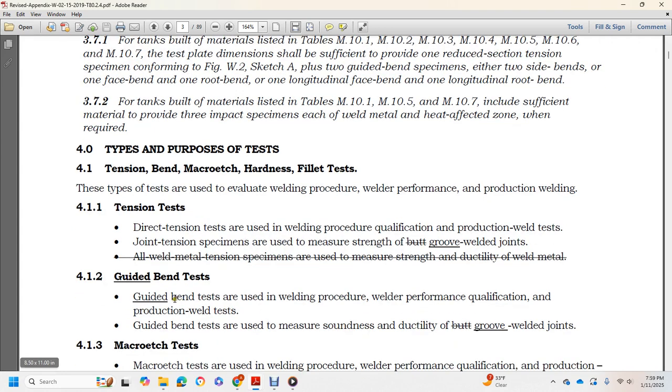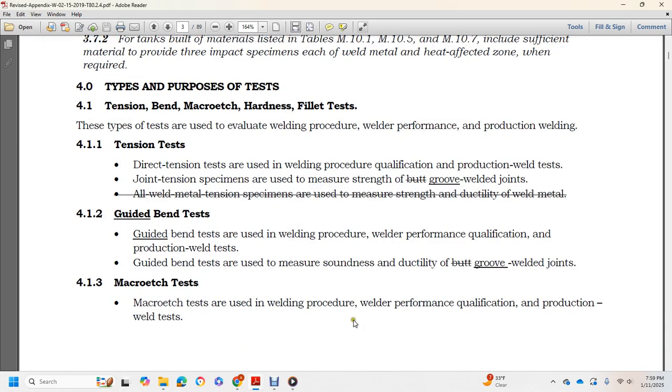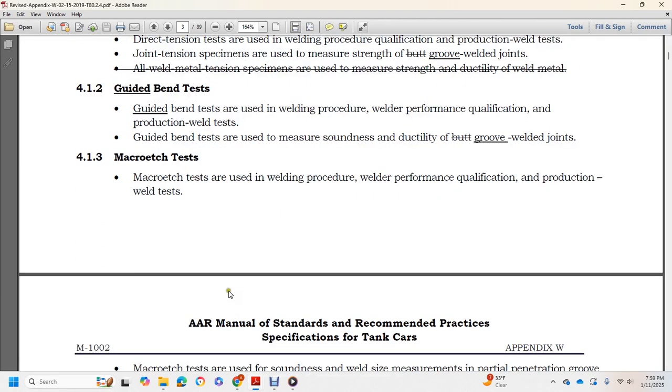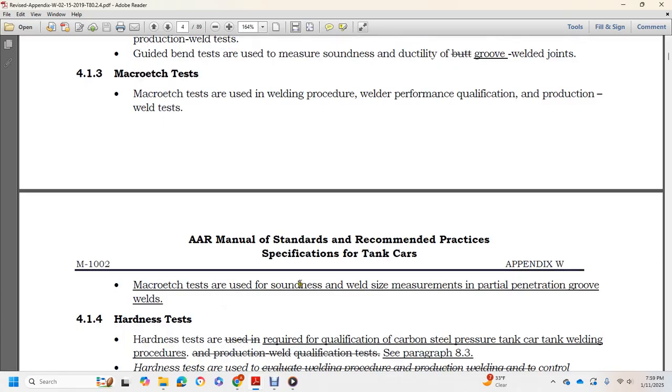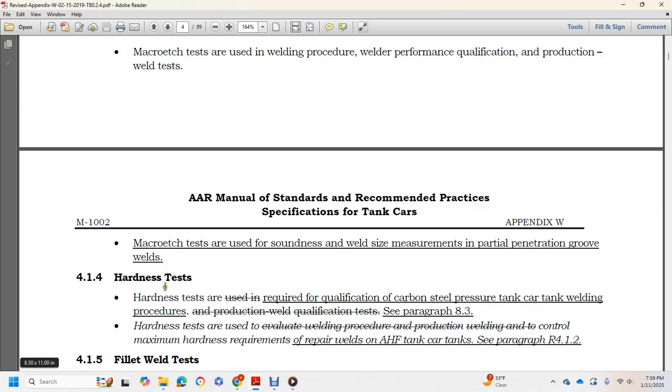Guided bend tests. Guided bend tests are used in welding procedure qualification, welding performance qualification, and production weld tests. Guided bend tests are used to measure soundness and ductility of groove welded joints. Macro etch tests. Macro etch tests are used in welding procedure, welding performance, qualification, and production welding tests. Macro etch tests are used for soundness, weld size measurement, and partial penetration groove welds. Hardness tests are used for required qualification of carbon steel pressure tank welding procedures, and in production welding qualification tests, see paragraph 8.3.